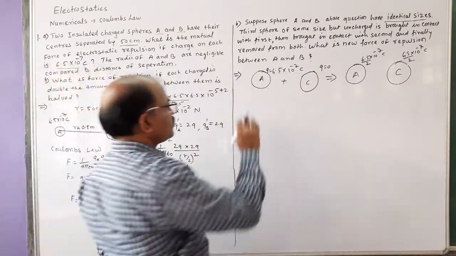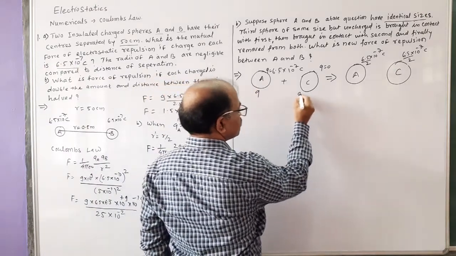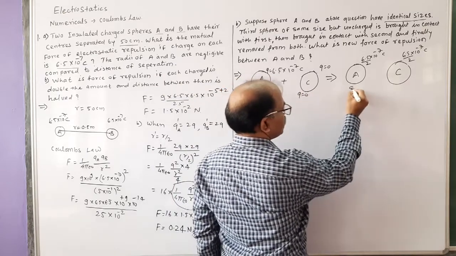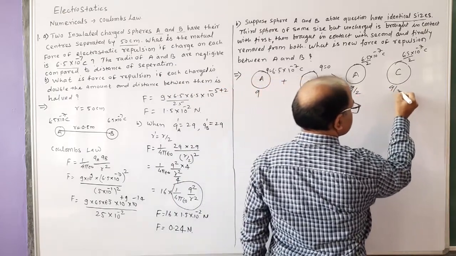Or suppose we assume this charge is Q and this is Q equal to 0. When they touch each other, then it will be Q by 2 and Q by 2.